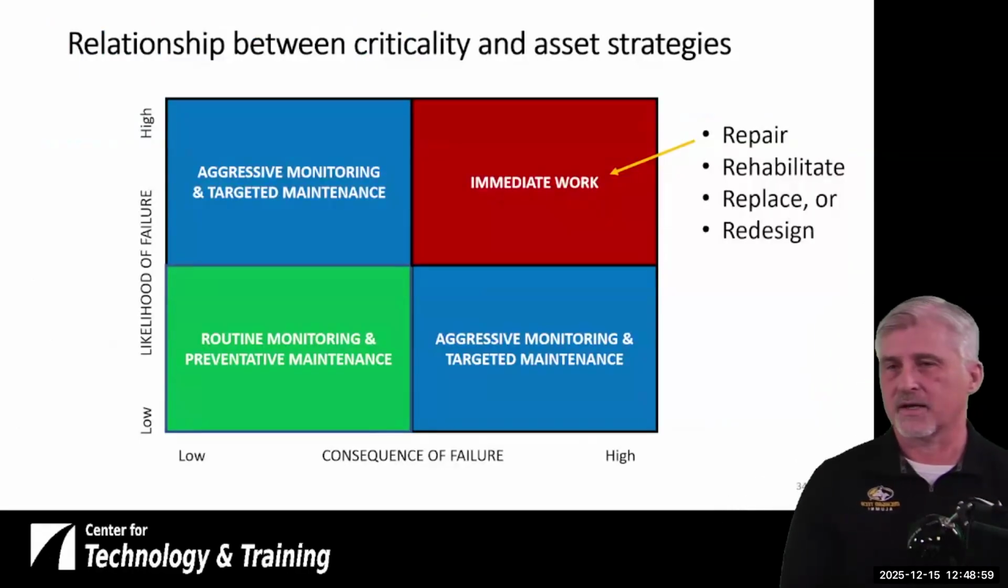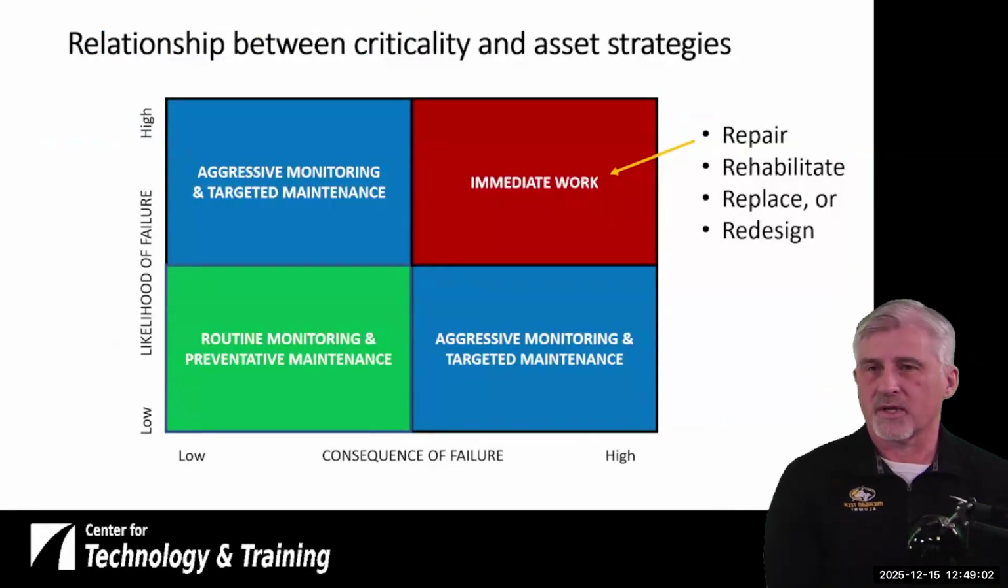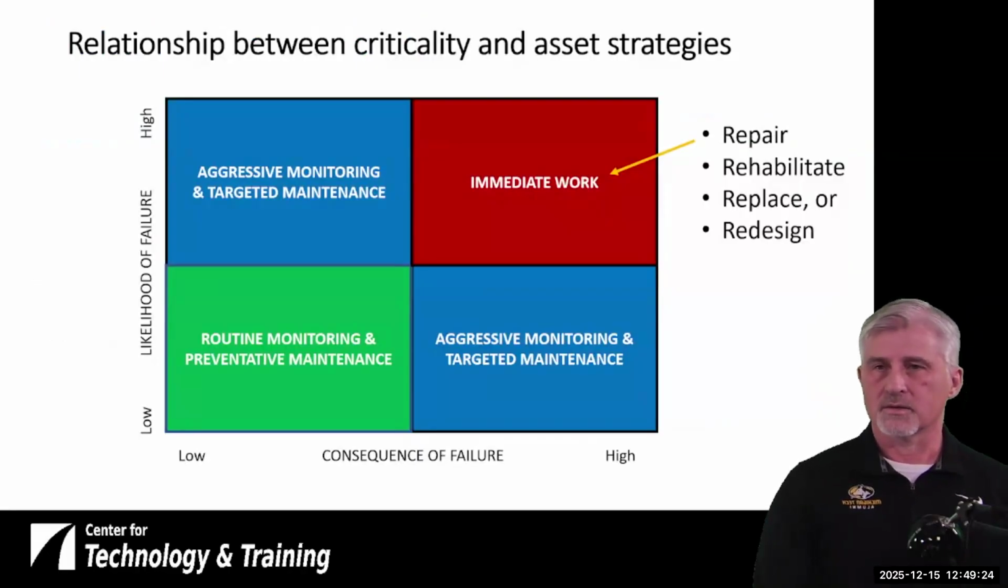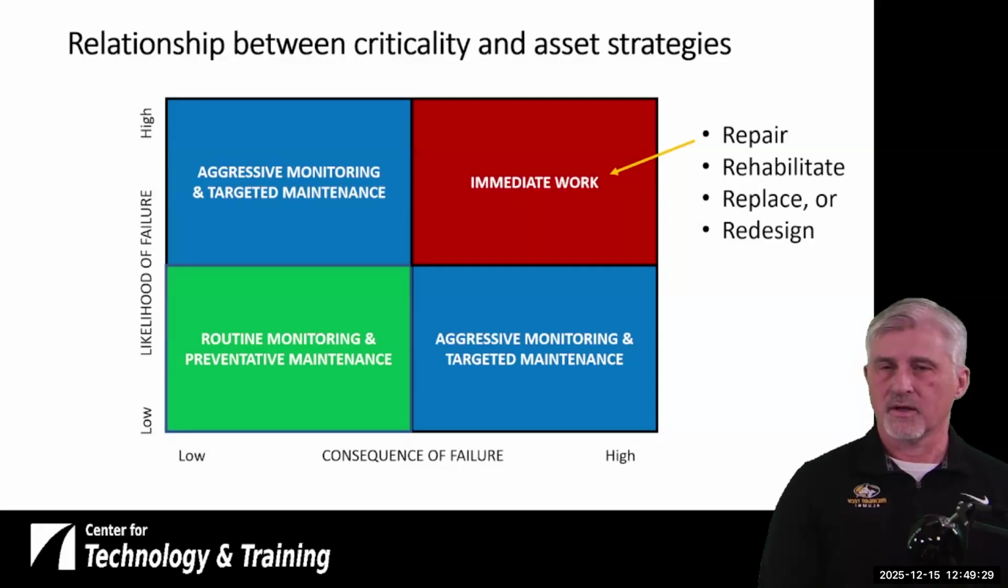So I had said that if we're working in that upper right quadrant, that's where we need to address something pretty quick. We need to come up with a solution for the things that are both high consequence of failure and high likelihood or probability of failure. And then the areas in blue, those quadrants, we need to make sure that we're doing the monitoring so we can be aware of how it's operating, and then any targeted maintenance that might help reduce either the consequence or the likelihood of those failures.